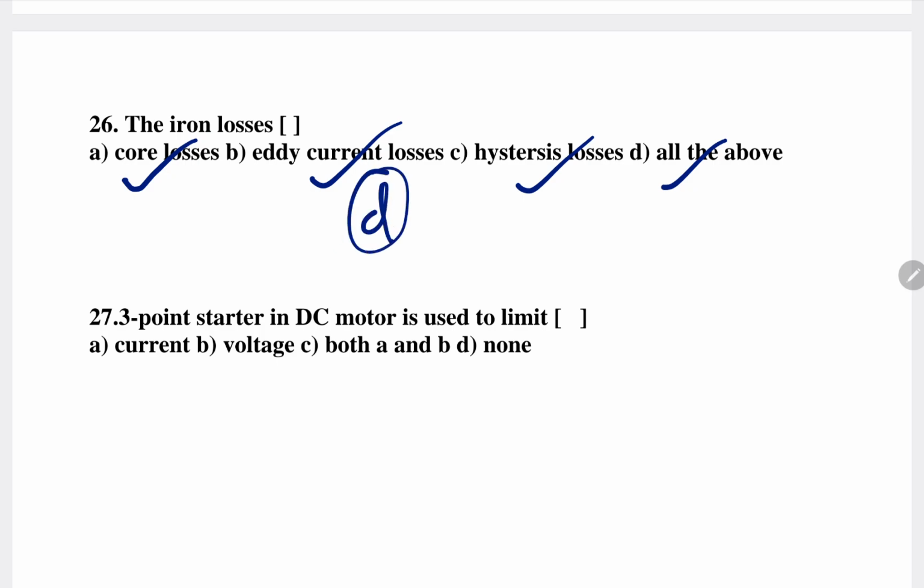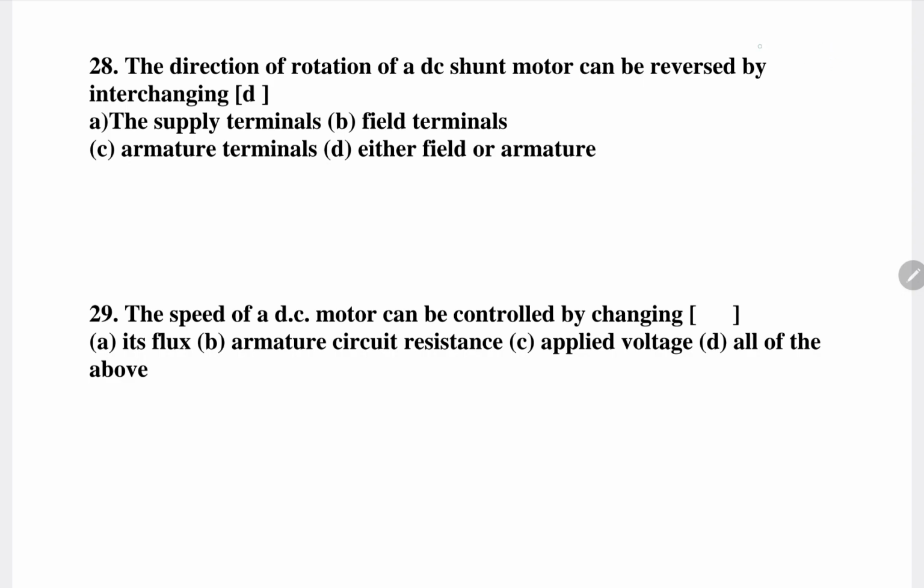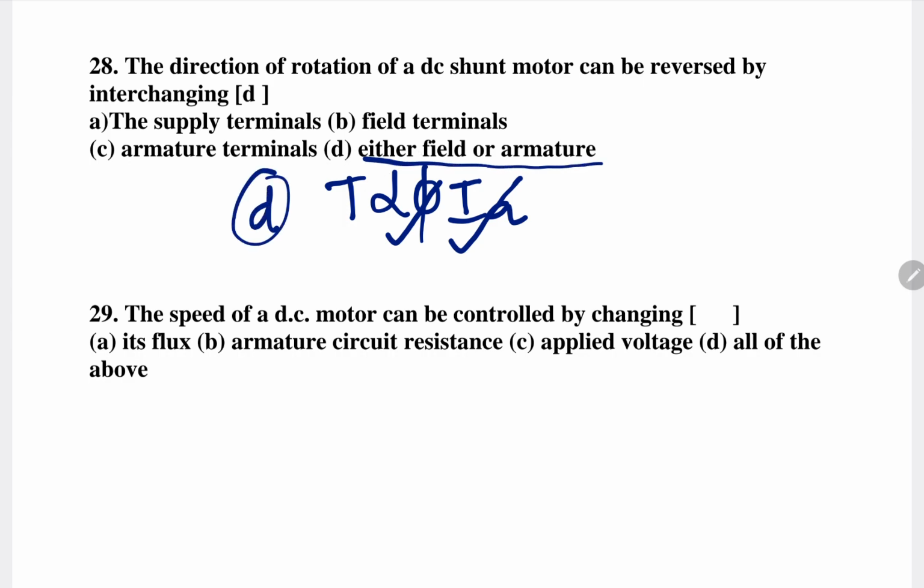So the answer is D. A 3-point starter in a DC motor is used to limit, as we have already discussed, the starting excessive current in the motor. Next, the direction of rotation of the DC shunt motor can be reversed by, since torque is proportional to phi Ia, reversing either the field winding terminals or the armature winding. So the answer is either field or armature, so the answer is D.